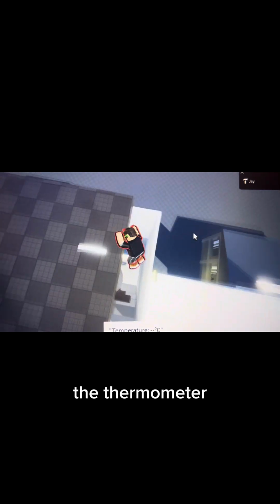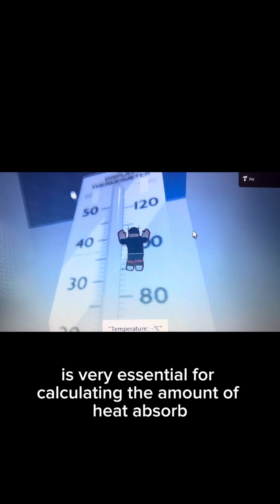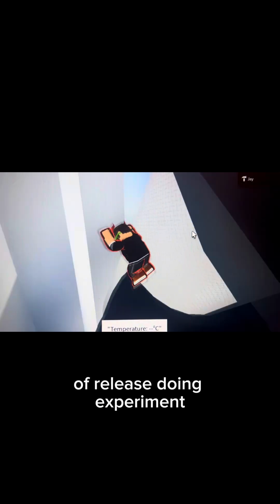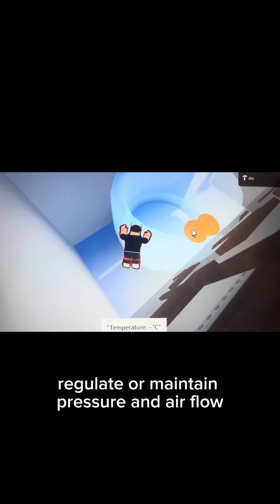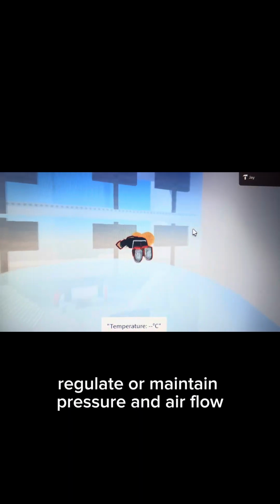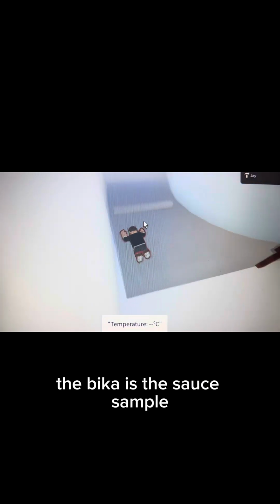The thermometer is to measure the temperature change of the substance. It is very essential for calculating the amount of heat absorbed or released during the experiment. The pump in a calorimeter circulates water or fluid, ensuring even heat distribution inside, while the other end helps regulate or maintain pressure and airflow. And finally, we have the beaker. The beaker is to store the sample.